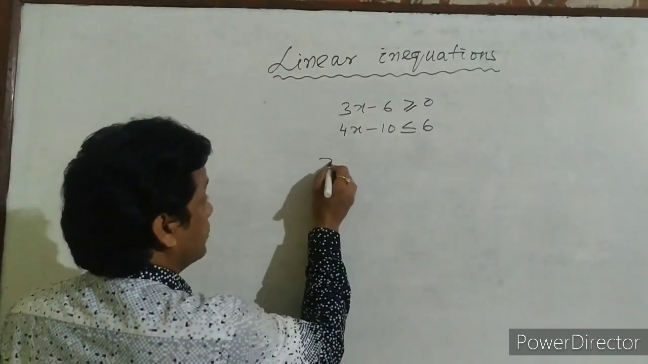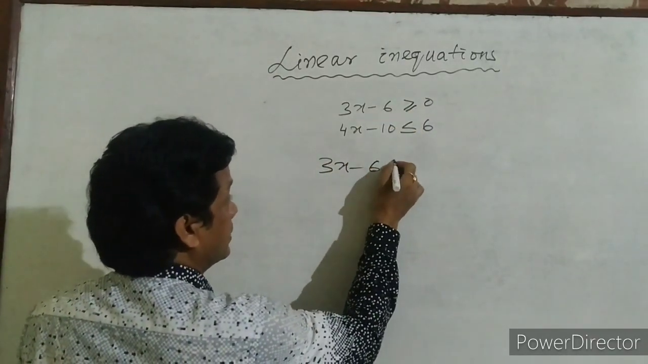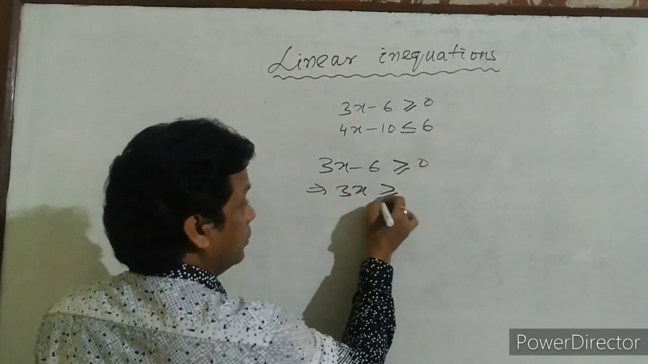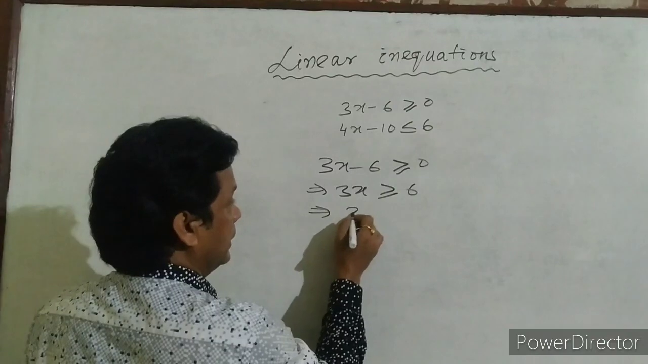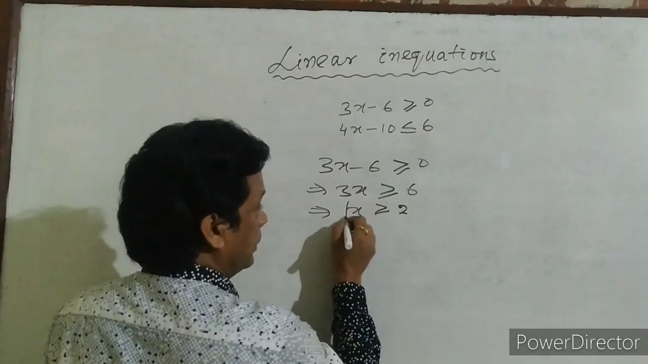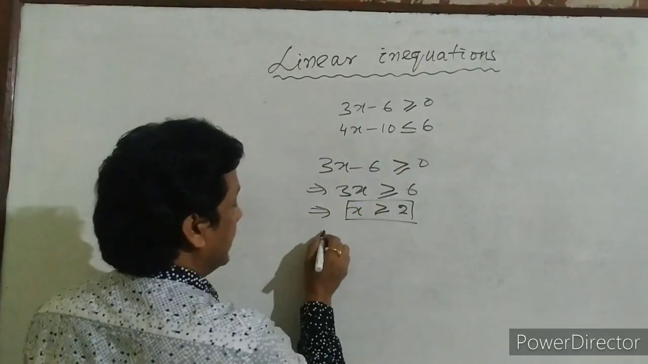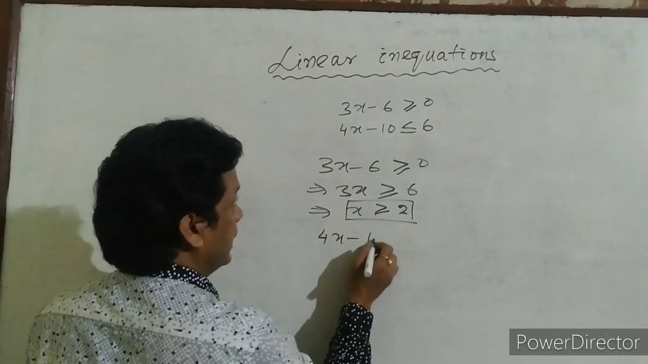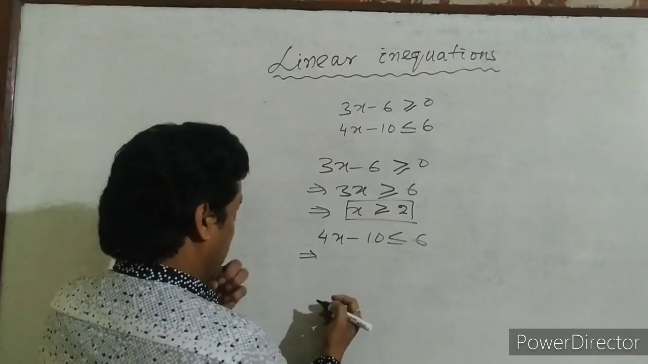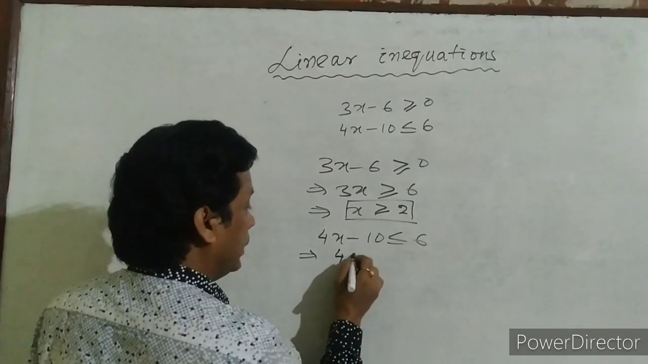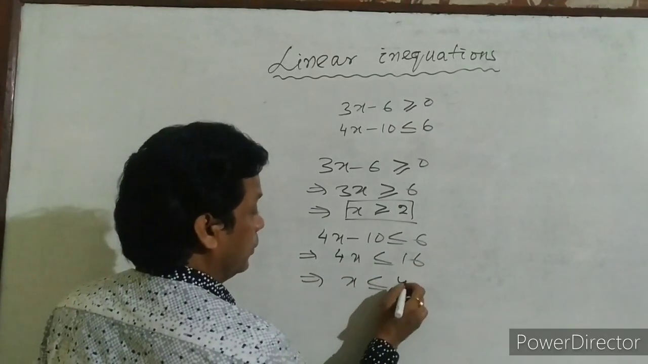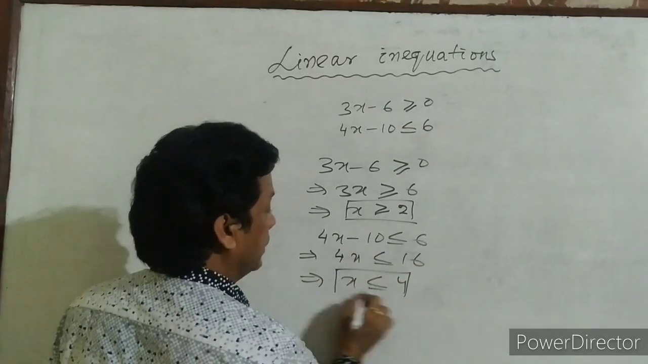See, the first one: 3x minus 6 is greater than or equal to 0. That means 3x is greater than or equal to 6. As usual, you have to solve. x is greater than or equal to 6 by 3, which is 2. So this is the first case. And for the second case, 4x minus 10 is less than or equal to 6. So take minus 10 to the right hand side, it will become plus 10. So 4x is less than or equal to 16 and x is less than or equal to 4. Dividing by 4 on both sides, you will get this.